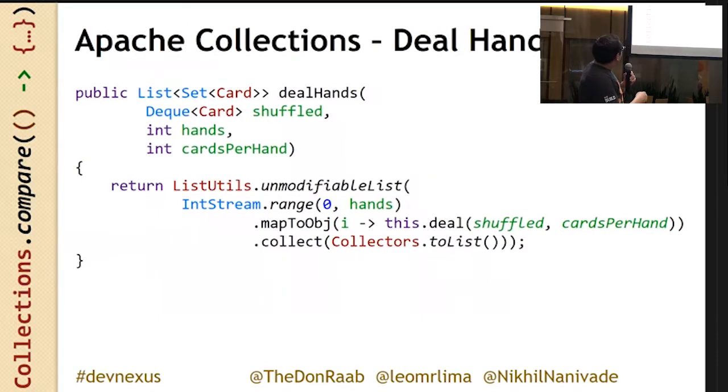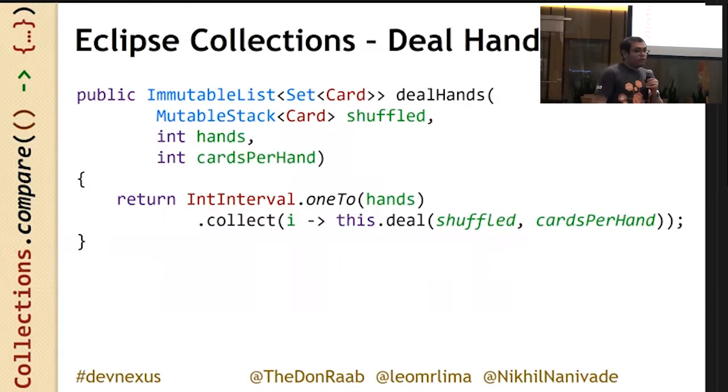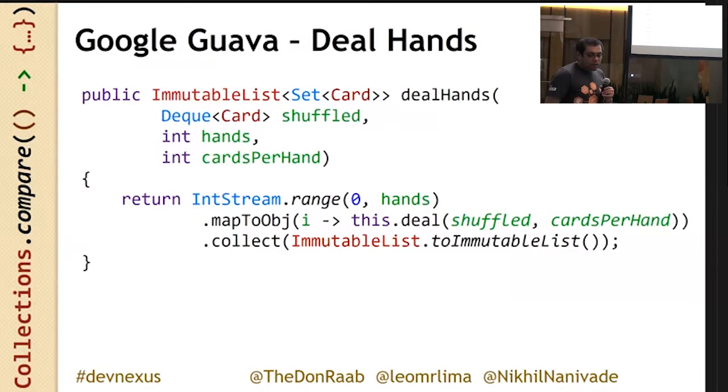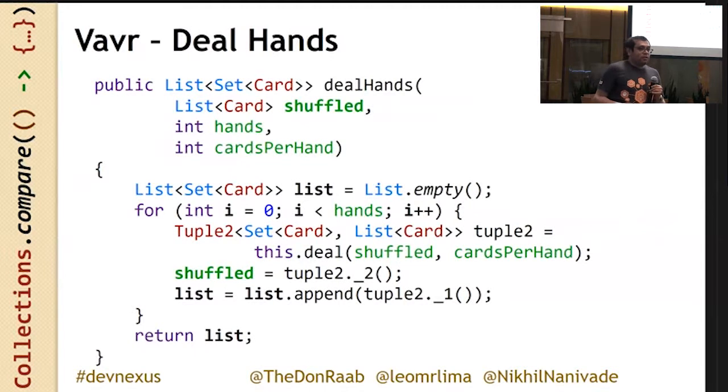For Apache collections, it's similar. It's pretty much exact same code as the JDK, but you're using the ListUtils, which is coming out of the Apache Commons collection. For Eclipse collections, you're going 1 to the number of hands, so 1 to 5, and then you're collecting, and this.deal, which is there, is nothing but just popping it off the stack. Google Guava, again, similar to all the other ones, they have their own API. It's doing its job. The most interesting mind bender is Vavr.